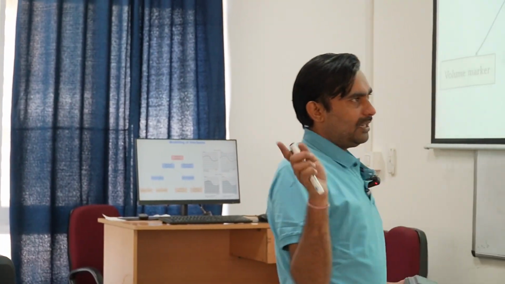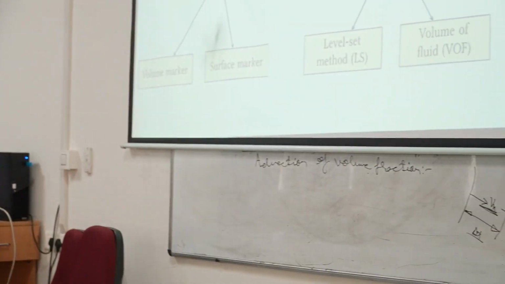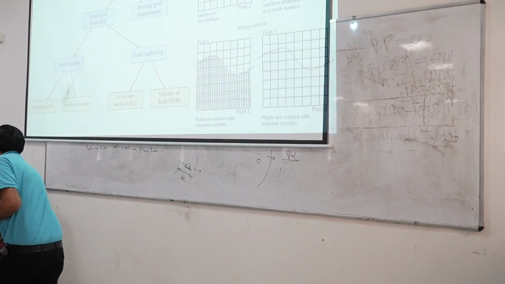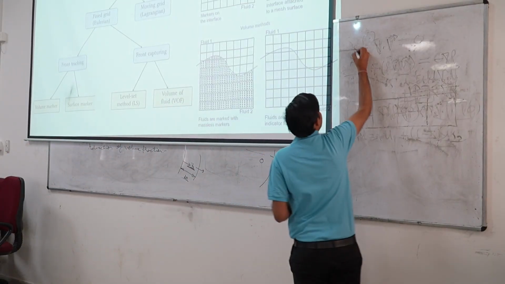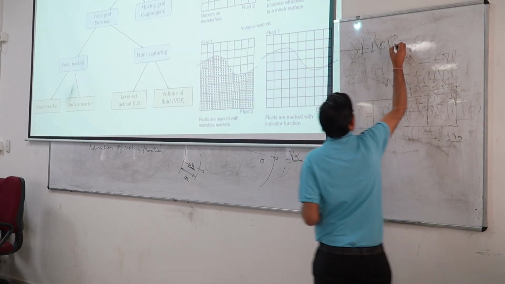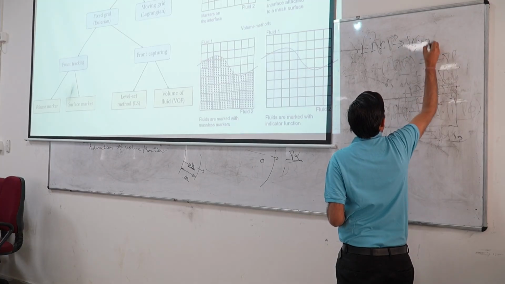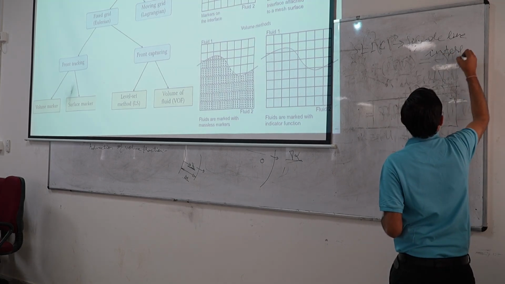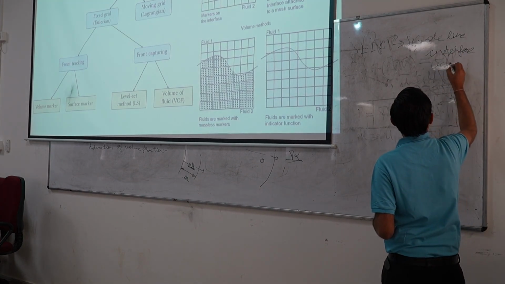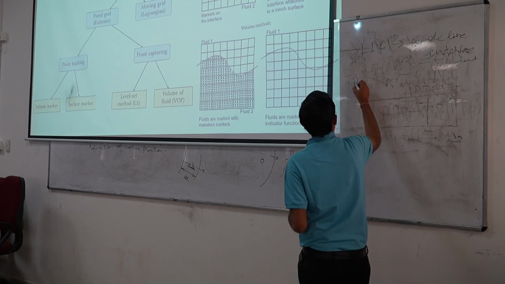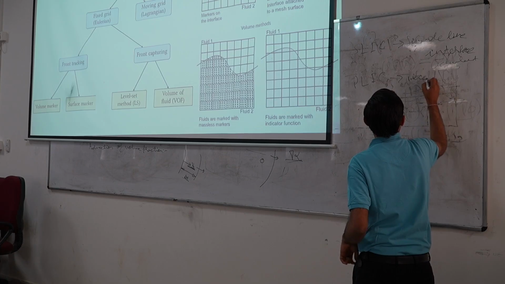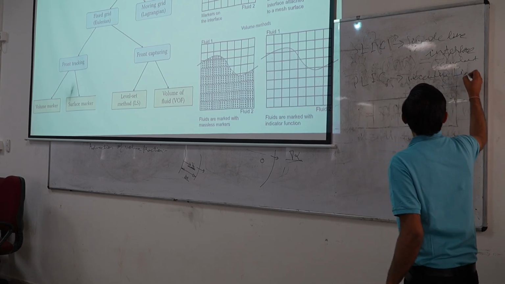For defining the shape of the interface, two simple approaches are used. There are many, but I will give you a very brief idea about two approaches. One is called SLIC, which is simple line interface calculation, and another is PLIC, which is piecewise linear interface calculation.